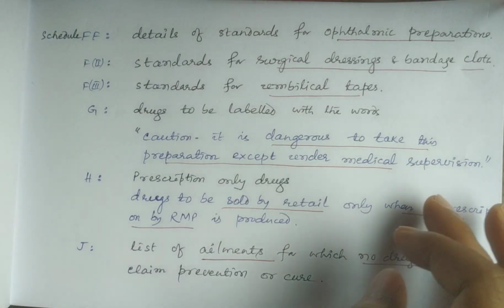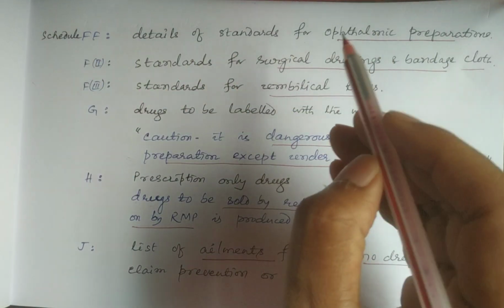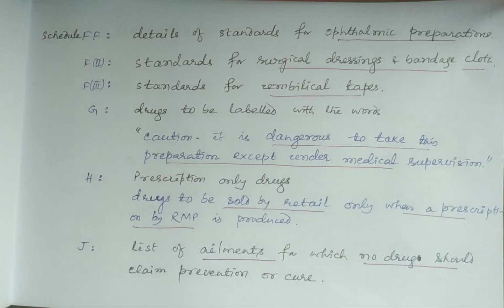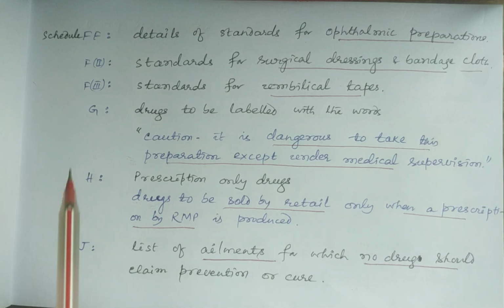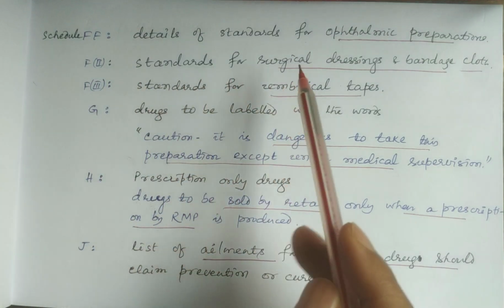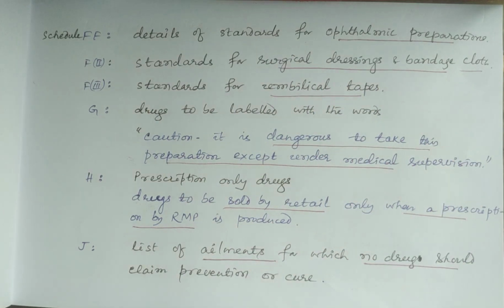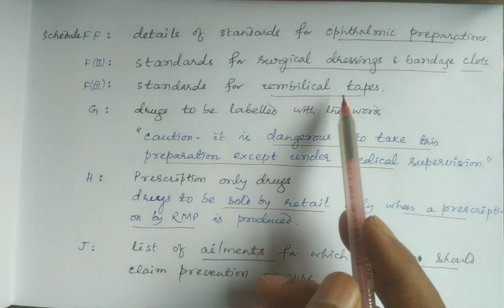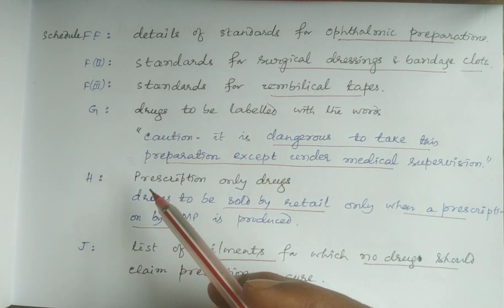Then Schedule FF. Schedule FF deals with details of standards for ophthalmic preparations. Then F2, it deals with standards for surgical dressings and bandage cloth. F3 deals with standards for umbilical tapes. So these are all about Schedule F.